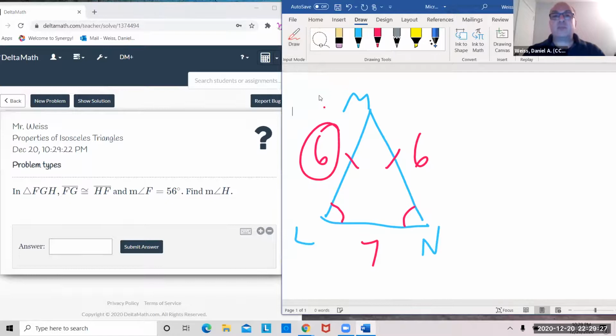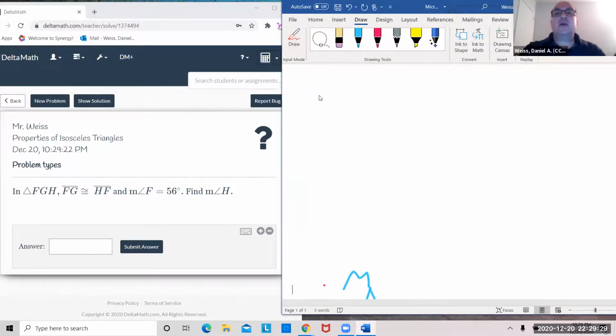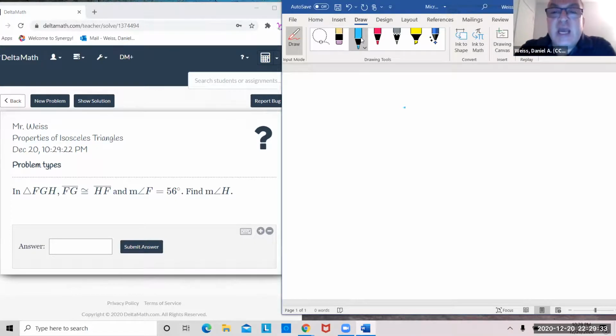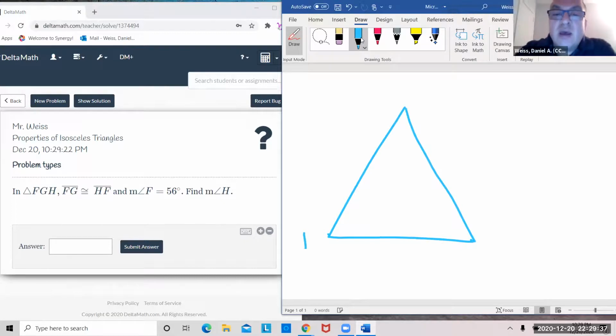Here's another one. Triangle FGH. Draw a triangle. Doesn't matter where you put F, G, and H. FG is congruent to HF, which means these two angles are going to be congruent. The base angles are congruent when the two sides are congruent.